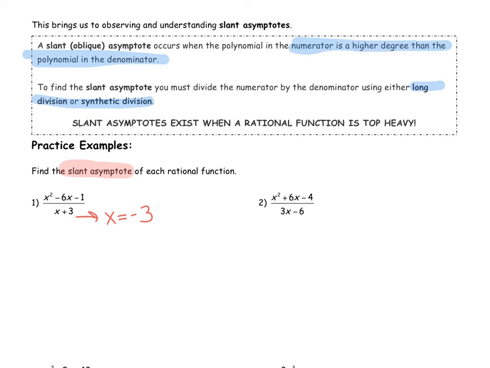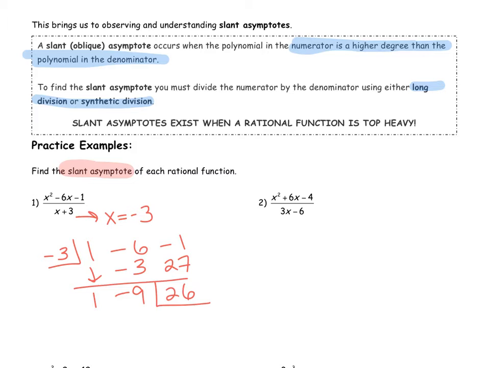So x is equal to negative 3, and I'm just going to perform synthetic division on this. We'll bring down the 1. Same rules apply, everything that you guys have learned about synthetic division. Negative 3 times 1 is negative 3. I'll have negative 9. And then negative 3 times negative 9 is positive 27. And I'll have a remainder of 26. Now you're probably thinking, what do I do with this remainder? Actually, we ignore it. We don't use the remainder. What this is going to look like is the equation y equals x minus 9. So that's where your slant asymptote is going to exist.